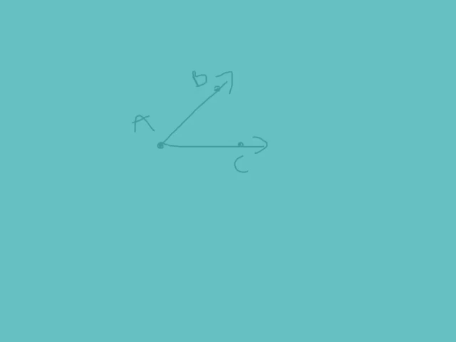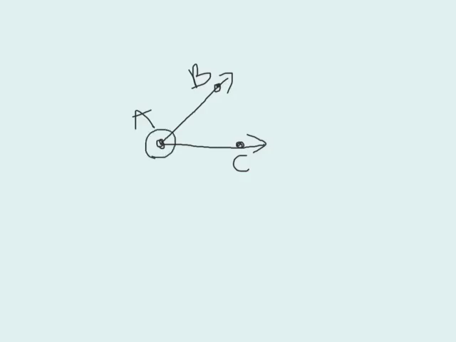If we have ray AB and ray AC, we have created an angle. Here we have our two rays with our common endpoint. Sorry about that. And here we have our common endpoint, which would be our vertex, which would be point A.